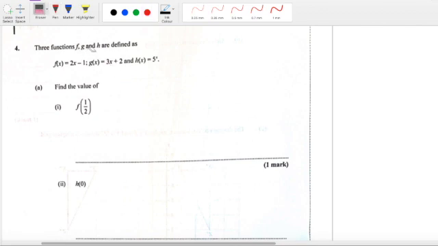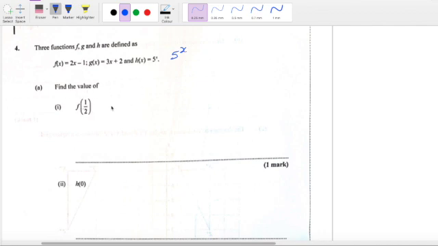State the functions f, g, and h. Three functions f, g, and h are defined as, and we see f, g, and h here. What is that though? That looks like 5 to the power of x. Yeah, that is h, right?